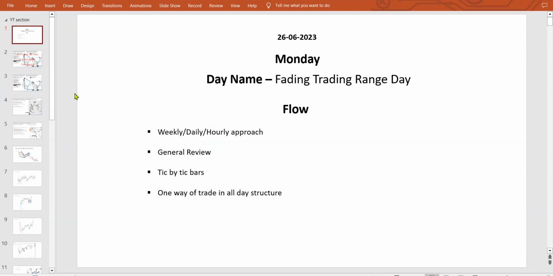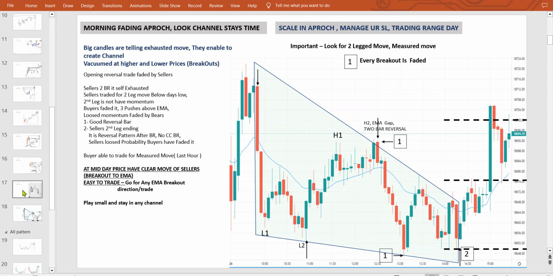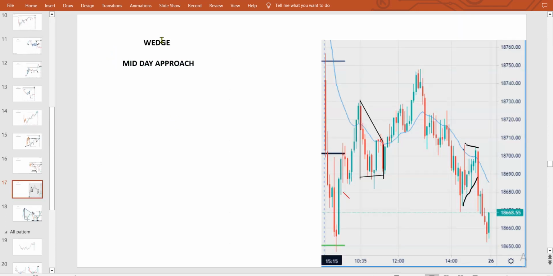Let's go for one way of trading all day structure. So let's go for Friday's chart. In this we are considering two approaches, wedge pattern and midday approach. In a wedge pattern we are finding a wedge like this, where there are at least two or three pushes to the downside. This is the two leg approach. So after the first push and second push, price is not going below it, so buying here is the way to trade up to here. If you see, there are lots of wedge patterns here. The major looking wedge pattern is here. It is easy to identify.